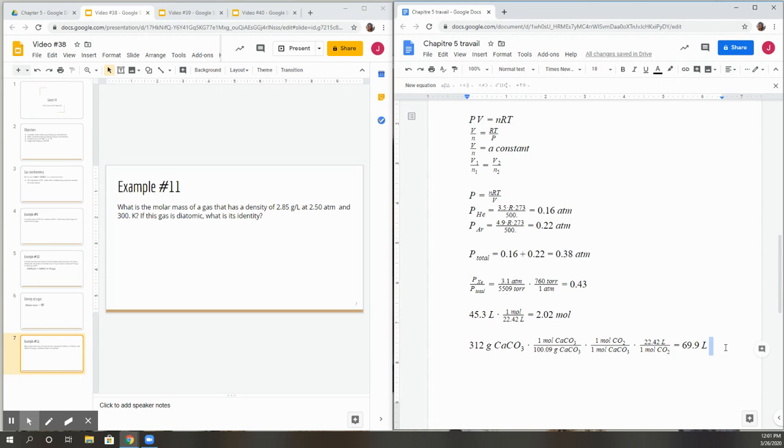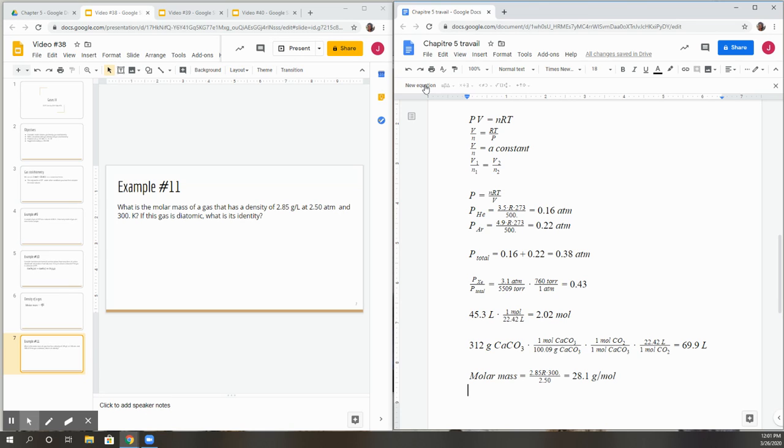All right, so first we're going to go ahead and calculate the molar mass here. And I got 28.1 grams per mole when I did that. Calculation isn't really the hard part here. You all are really good at plugging things into formulas. But then this question says, if this gas is diatomic, meaning it's like something two, what is its identity?